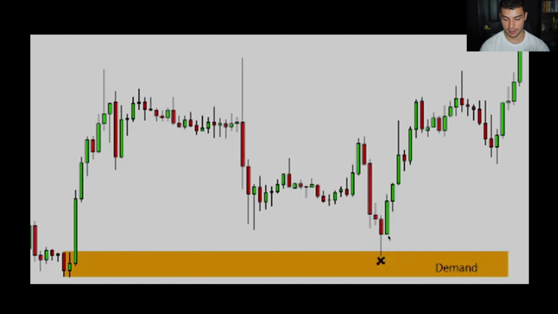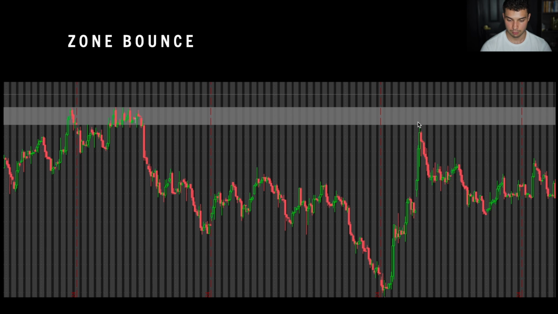And then my stop loss. I'm going to show you guys how to do a stop loss in a second, but just to show you where it would be: above this level right here, which would be invalidated, above this level here, which should be invalidated as well.